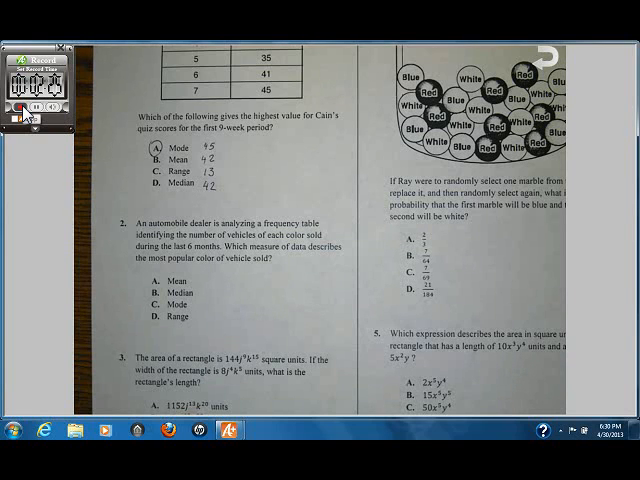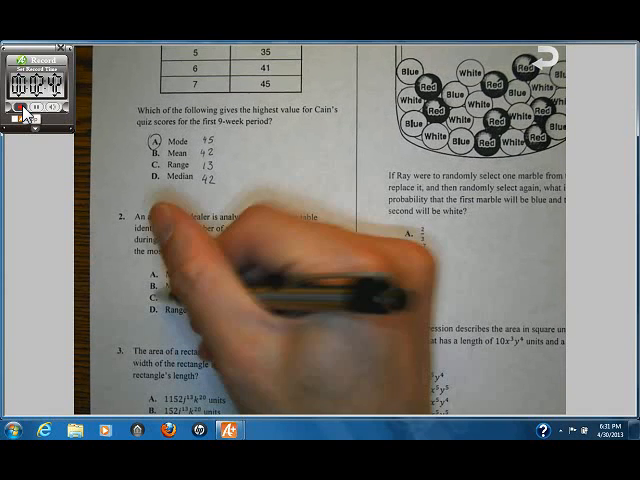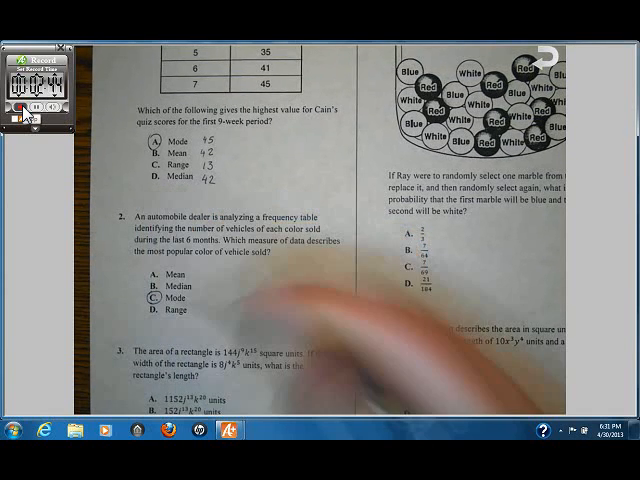An automobile dealer is analyzing a frequency table with the number of vehicles of each color sold during the last 6 months. Which of the following data measures describes the most popular? Well, the most popular, the most often, is the mode. So basically it's high. Do you know what you're looking at?